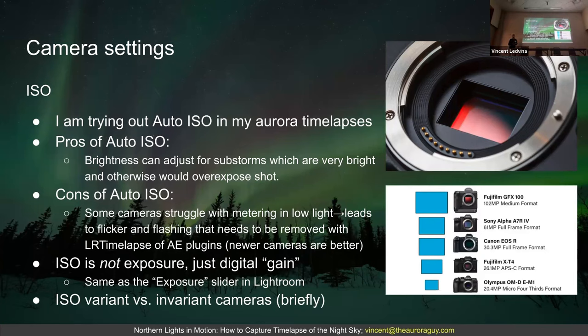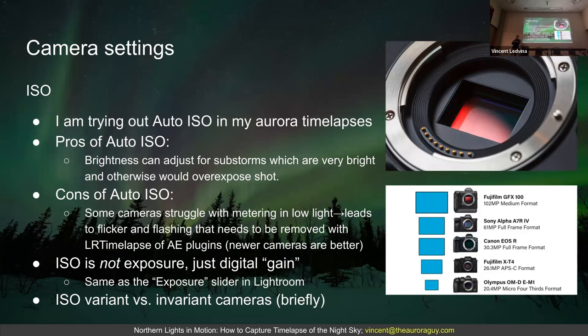So a big fear in time-lapse photography is that you have an Aurora that gets really bright and all of a sudden your shot's overexposed. That's the worst. Once that happens, your time-lapse is pretty much garbage. So you don't want that to happen. And one thing you can do is use auto ISO. Your camera will detect that the Aurora is really bright. It'll lower the ISO and you'll have a shot that's not clipped. Your highlights aren't clipped.